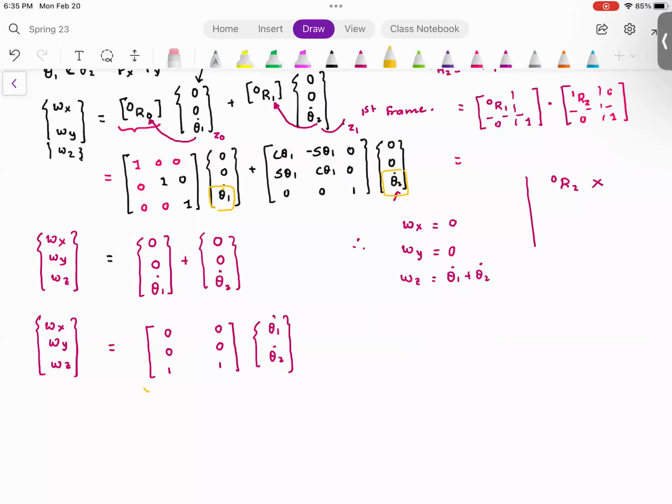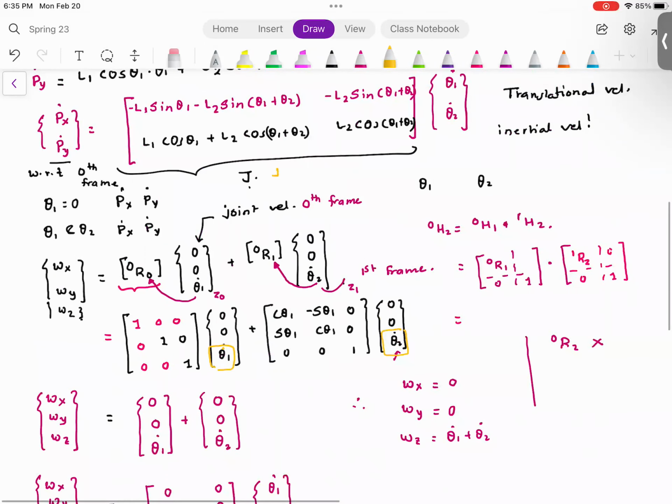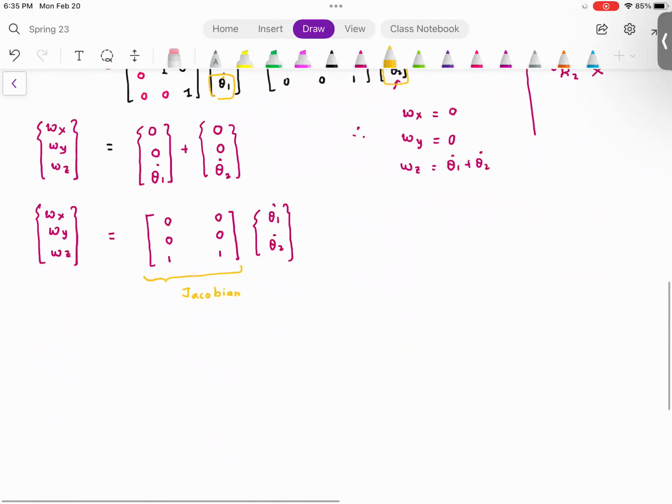This is the Jacobian. And this is the Jacobian. Everyone understood this? Now, the next part which I want to talk about is something called static force analysis.